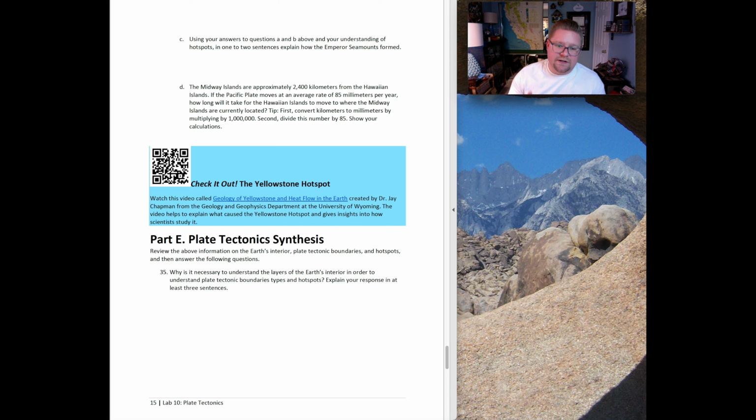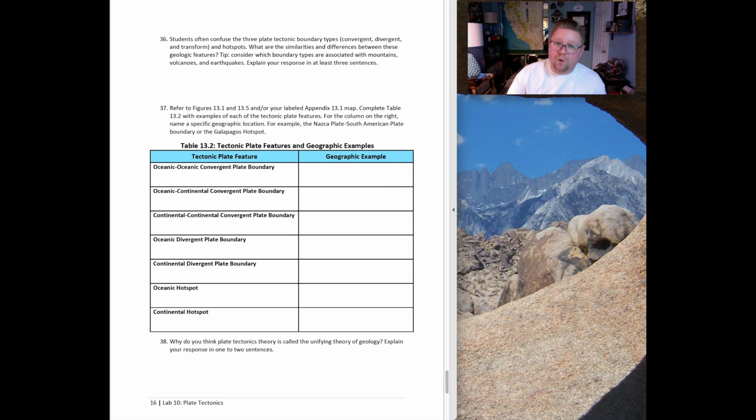Why is it necessary to understand the layers of the Earth's interior in order to understand plate tectonic boundary types and hotspots? Explain your response in at least 3 college-level sentences. Then moving forward, question 36 says, students often confuse the three plate tectonic boundary types, convergent, divergent, and transform, as well as hotspots. What are the similarities and the differences associated with them? Also take into consideration which boundaries are associated with mountain building, volcanoes, and earthquakes. Again, respond with at least 3 college-level sentences.